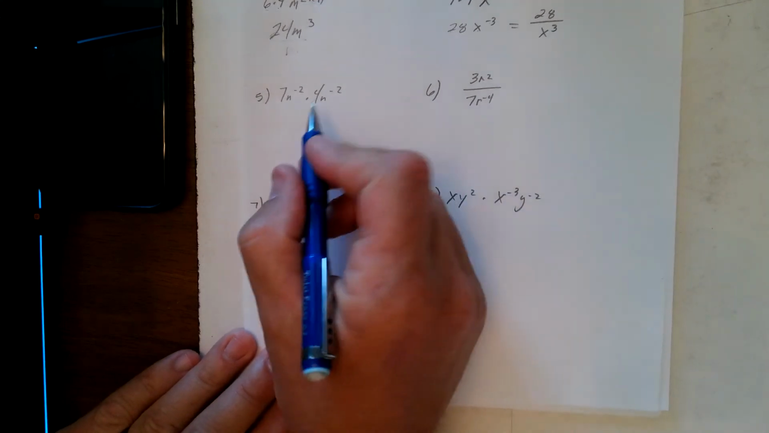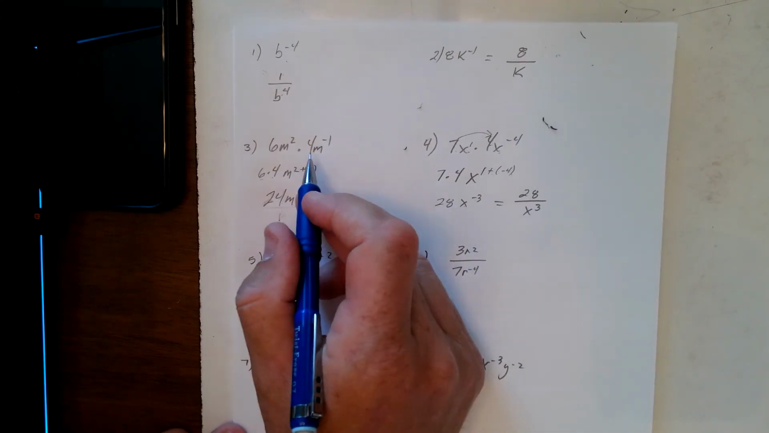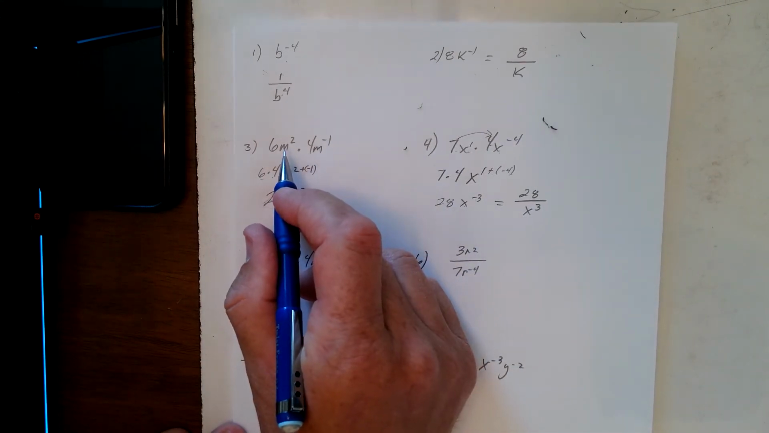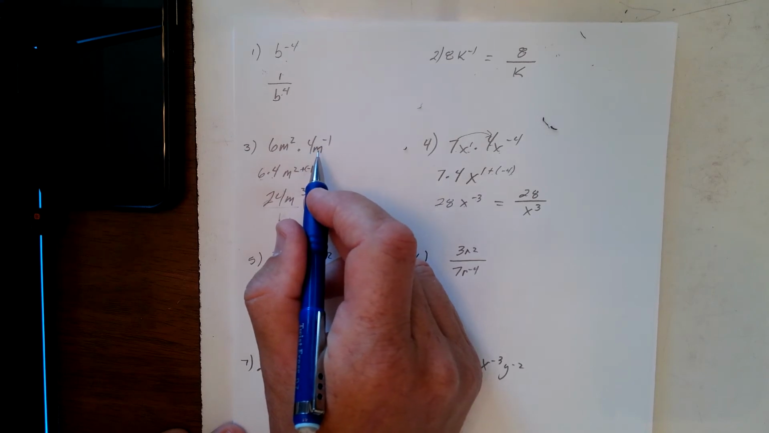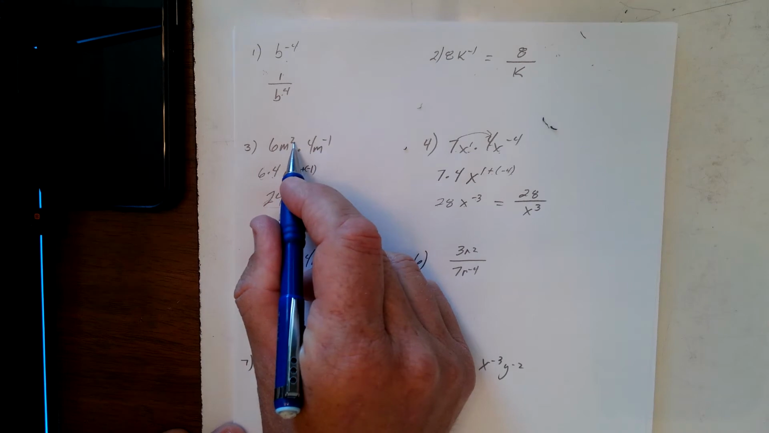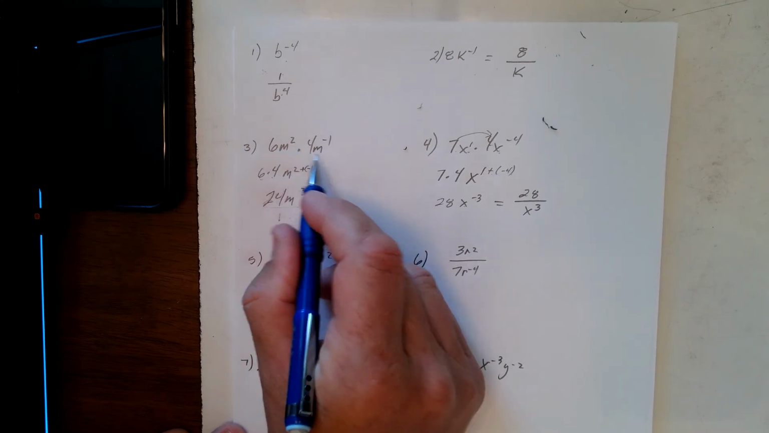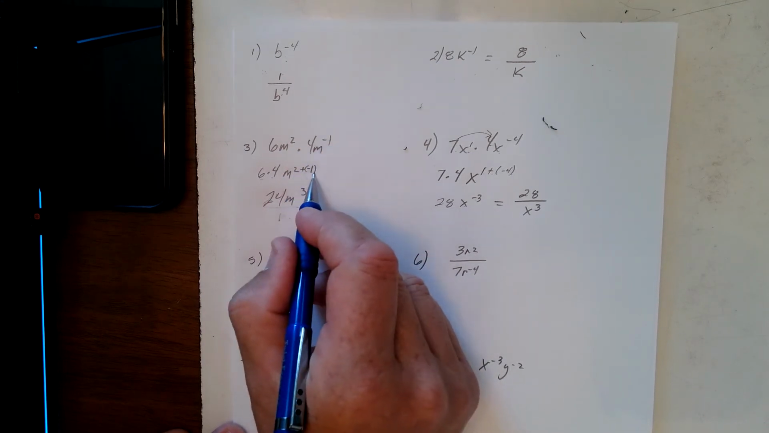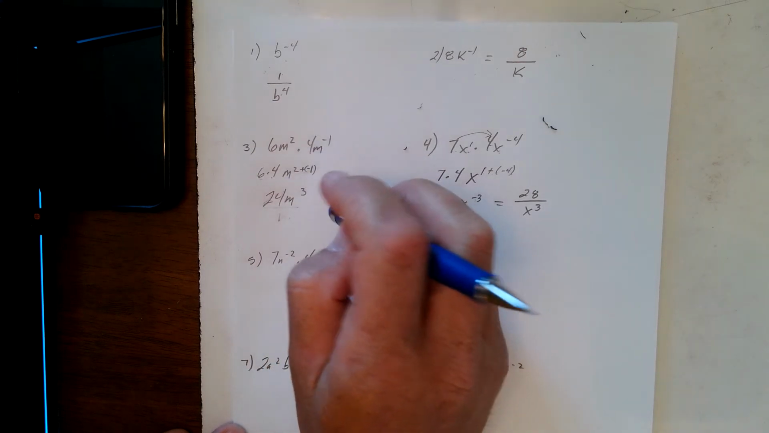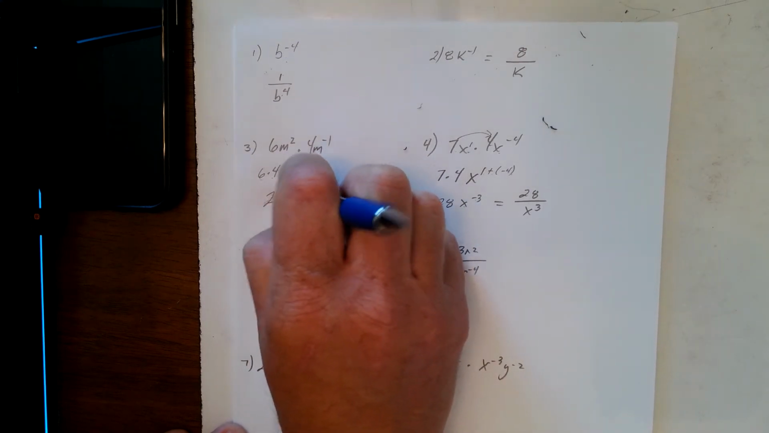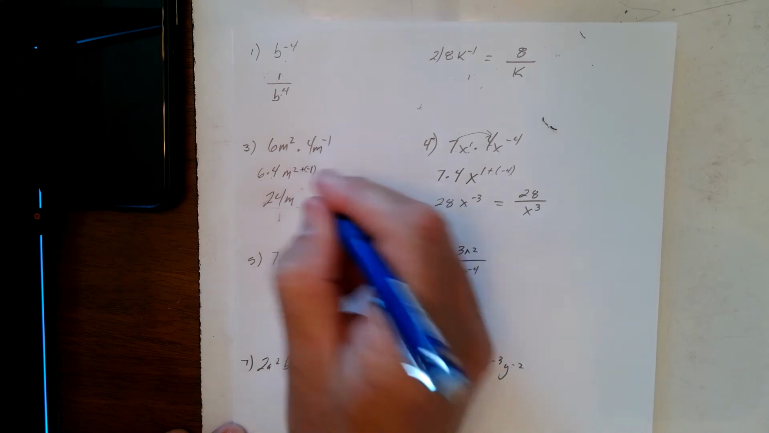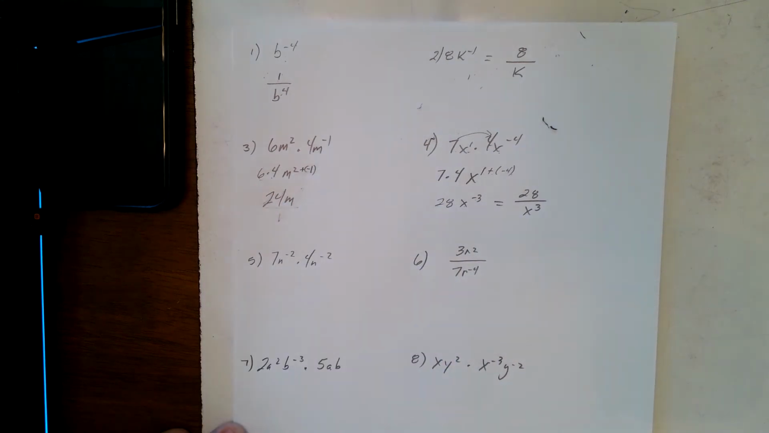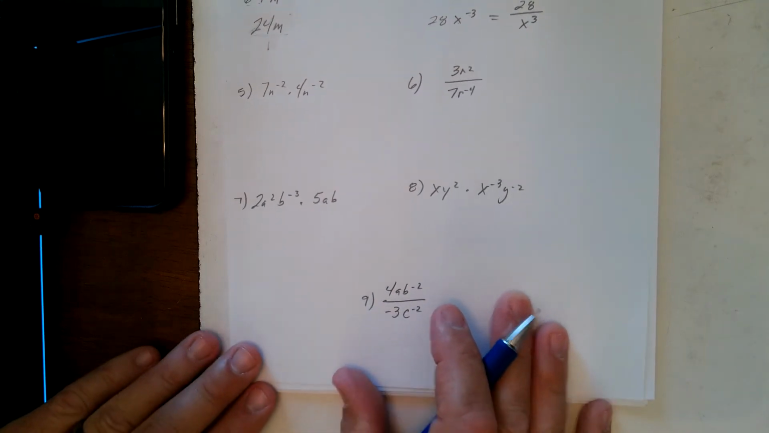Okay, so let's go back up to number 3. I screwed up on that one. It should have been an M and an M, not an N. So when we take M to the second power and multiply it times M to the negative 1, we add the exponents, which is 2 plus a negative 1, just 1. So your answer should be just 24M. My apologies. Some of you are probably freaking out on that a little bit. Mr. Griffith.